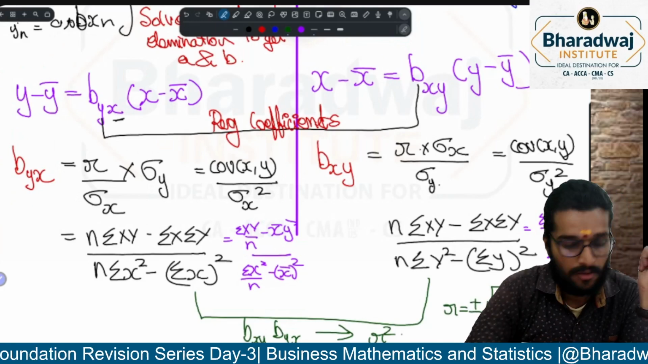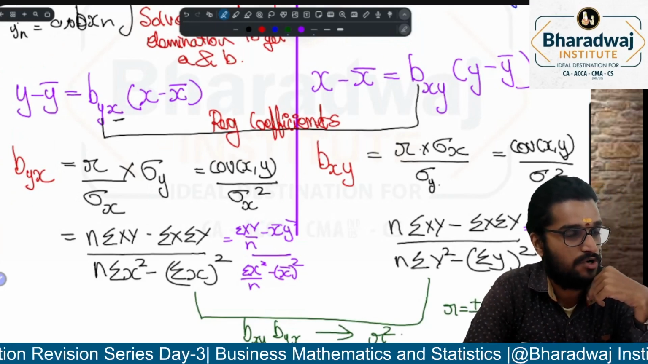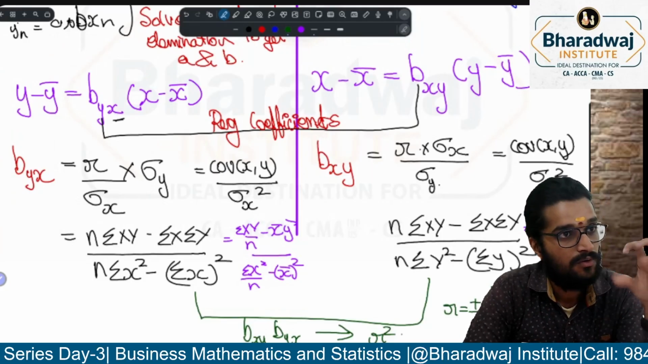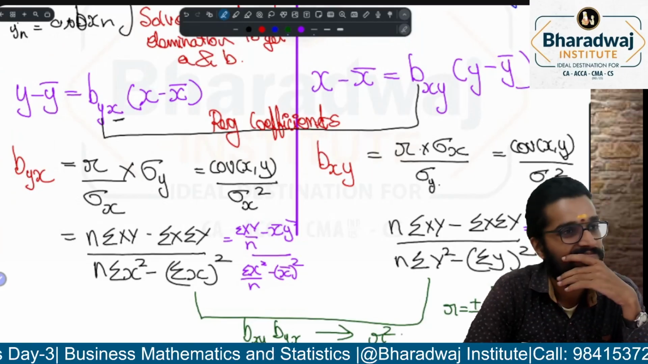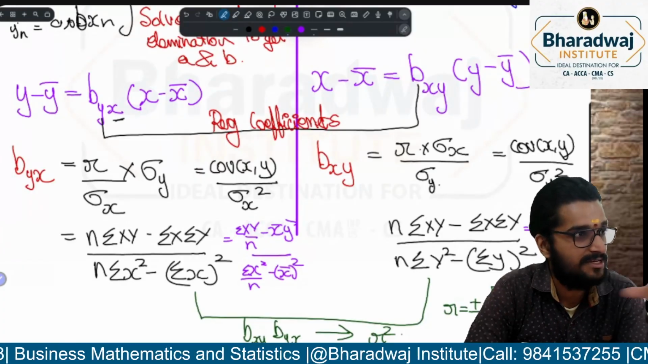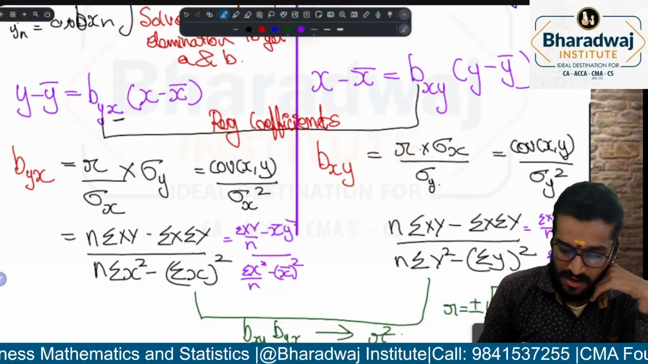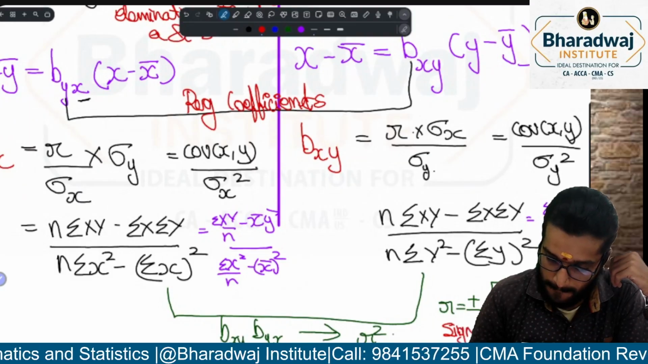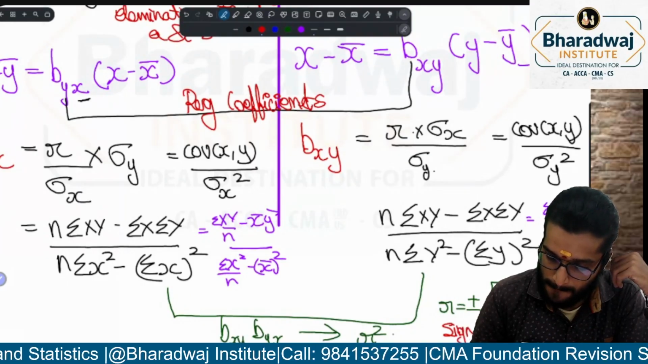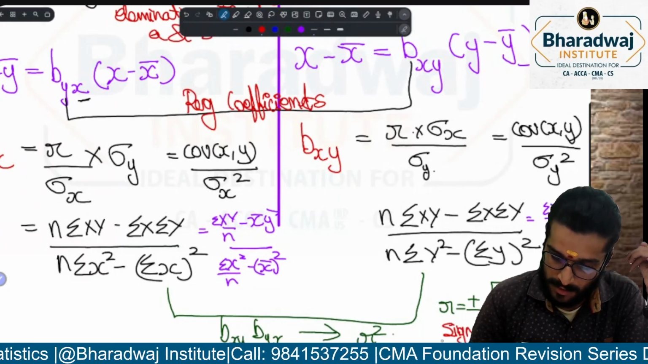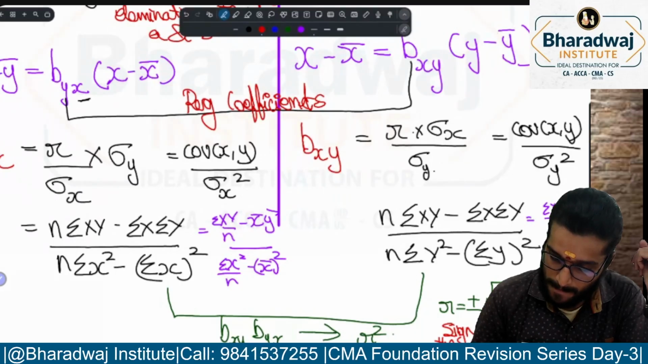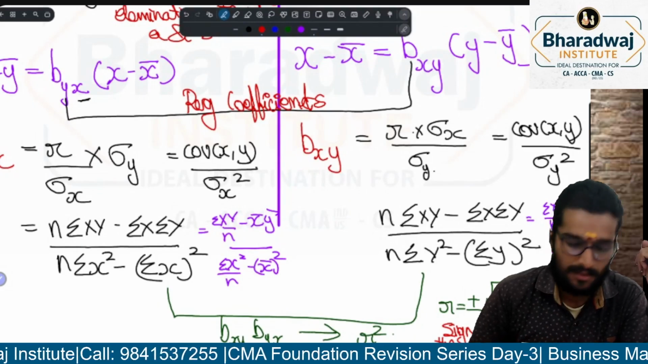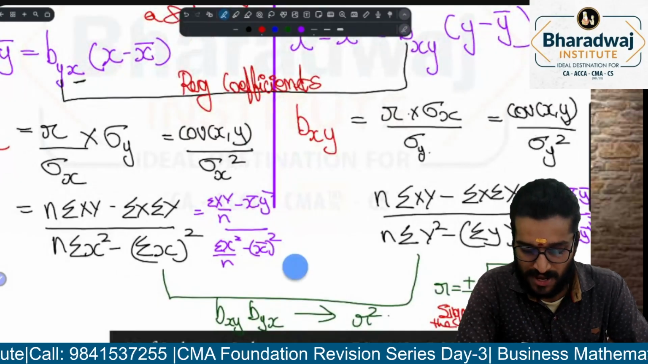But what can be the sign of such a correlation coefficient? When you take the square root, the answer can be positive or negative. What can you say about the sign now? Plus or minus, it's not possible. The sign depends on the sign of bxy and byx.